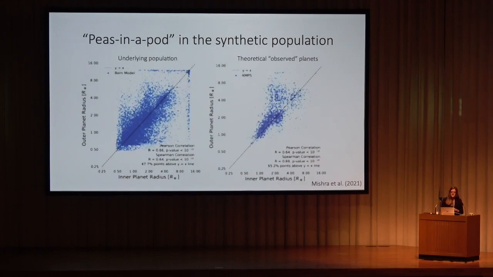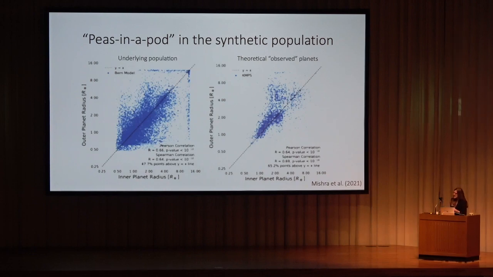So to see these intersystem correlations more clearly, we can explore the relationships between the radii of adjacent planets in the same system. The left plot, whoa, I don't know why that's so blurry. Sorry about that. Okay, this plot shows the underlying distribution, and this one shows the radius relationships for the synthetically detected systems. So these findings show a correlation, which is in excellent agreement with the data.